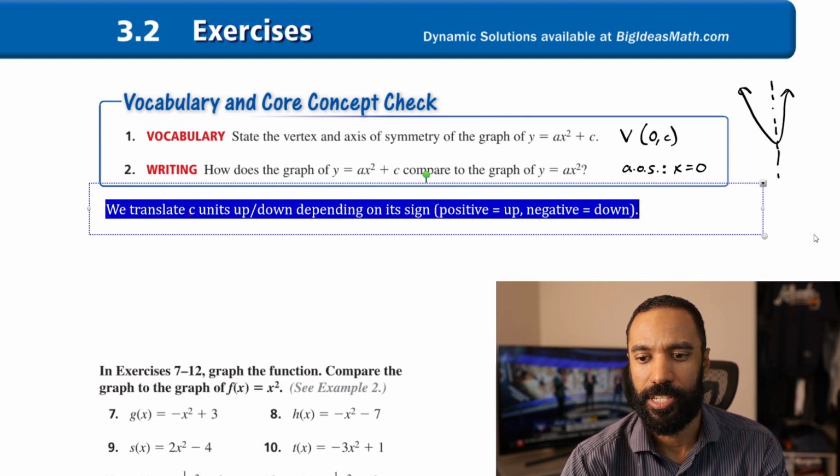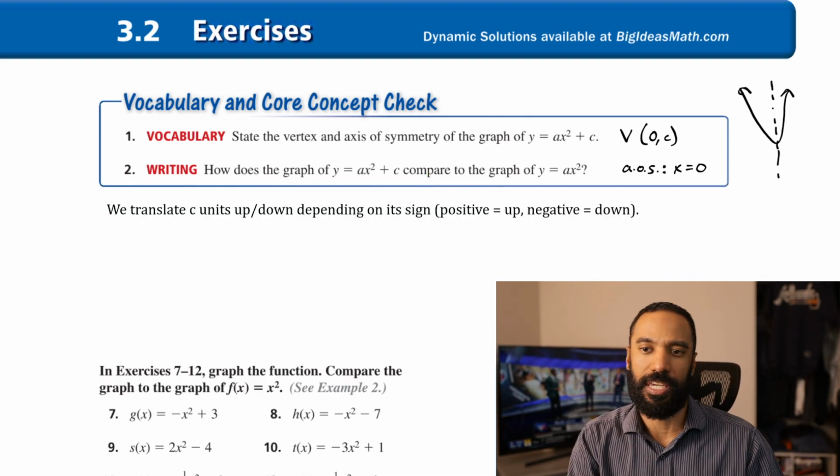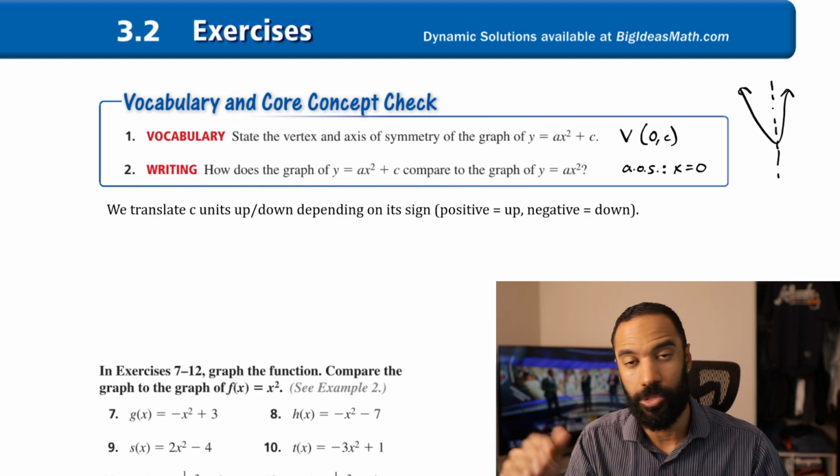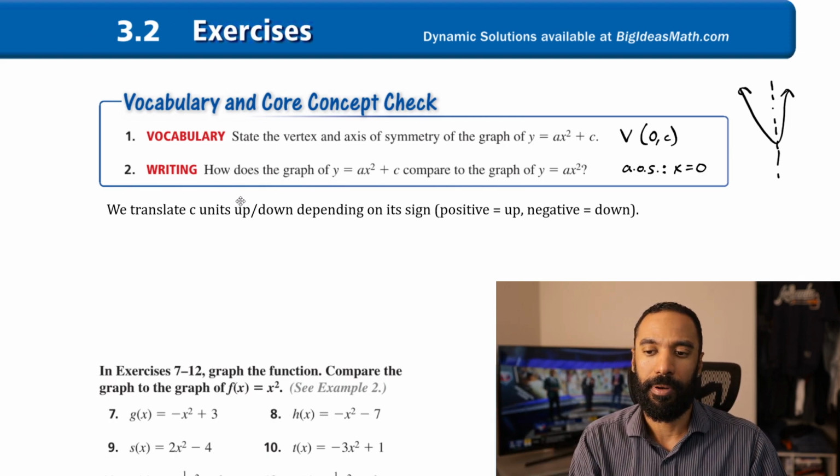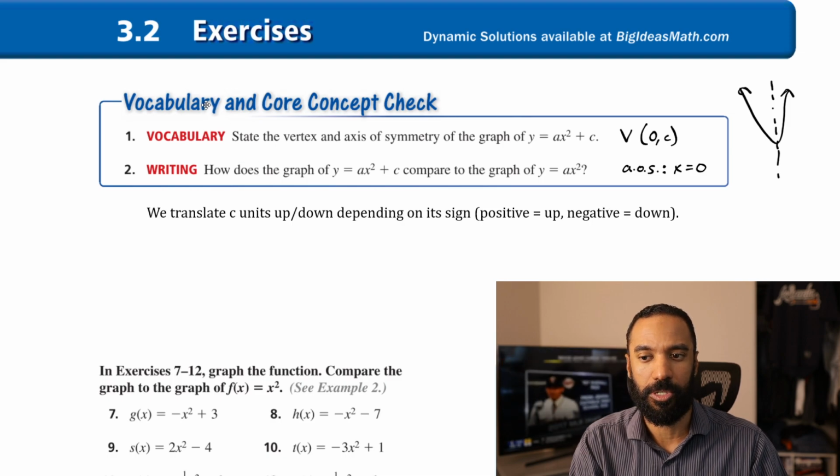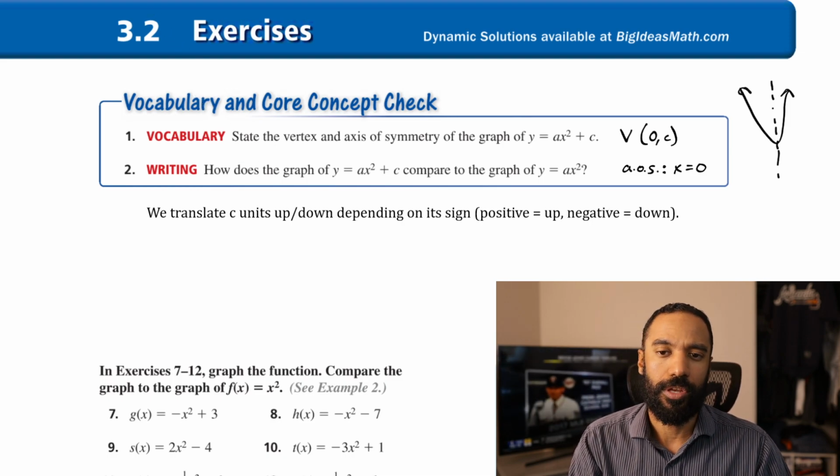Hopefully that makes sense with what we're talking about there, the plus c. If c is -2, then we go 2 units down, things like that. But it's just a translation, otherwise everything else seems to be the same. So those are those quick ones right there.